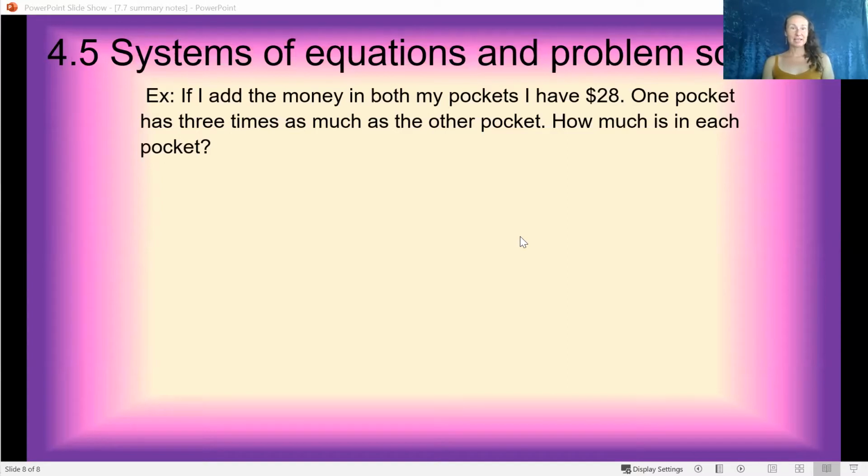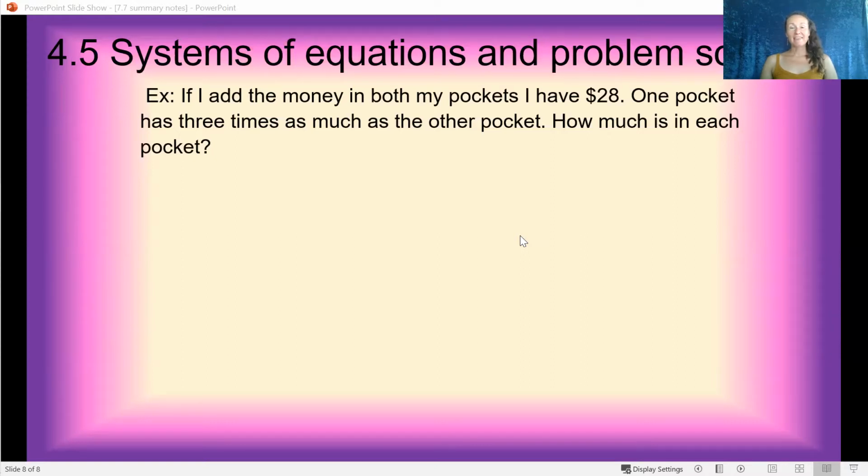So I've got our first example here. If I add the money in both of my pockets, I'll have $28. One of my pockets contains 3 times as much money as the other pocket. How much money is in each pocket? So here we want to assign our variables. I'm going to call the money in one of my pockets X and the money in the other pocket Y.